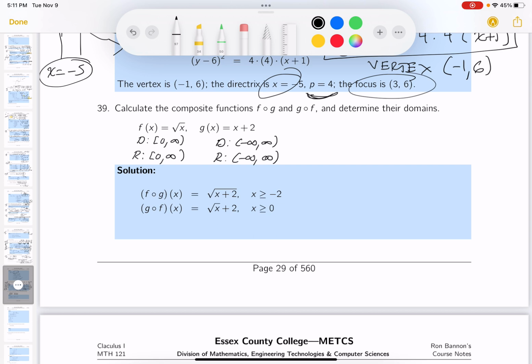So let's put this down now, and let's put down f of g first. F of g of x equals f. What's g? It's x plus 2. What does f do to it? It takes the root of it. Now, by the way, for most students, that's all they can get.